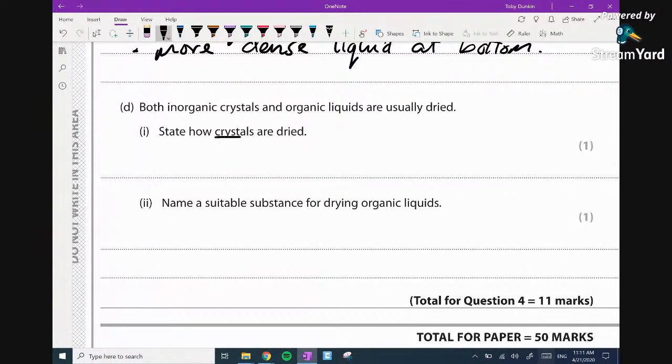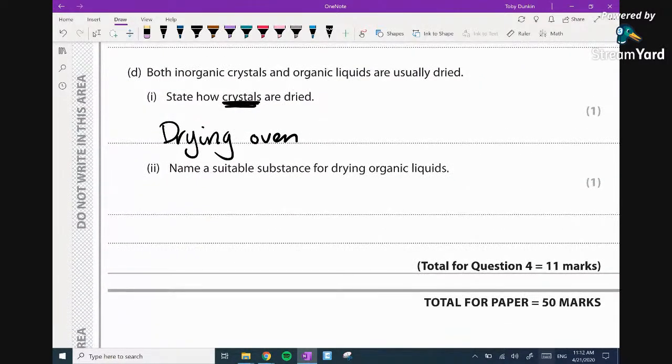State how crystals, that's solid. So we're going to say a drying oven. Drying oven. Or, yeah, no, I'm going to put a drying oven or paper towel. And put drying oven. That's my choice.